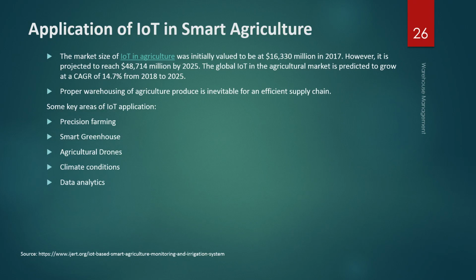Proper warehousing of agriculture produce is inevitable for an efficient supply chain, and you can apply IoT to precision farming, smart greenhouse, agriculture drones which can do inspection, you can do it for climate conditions, you can do a lot of things related to data analytics and so on. Here is a nice capsule, folks. Do your survey of warehouses before you actually start implementing anything as a mini project as part of this course.